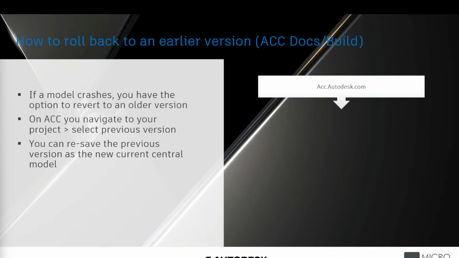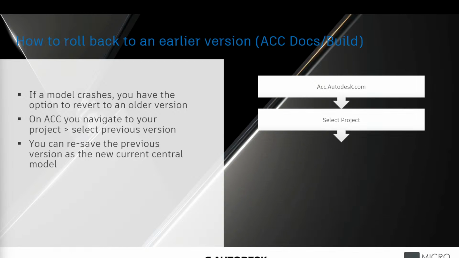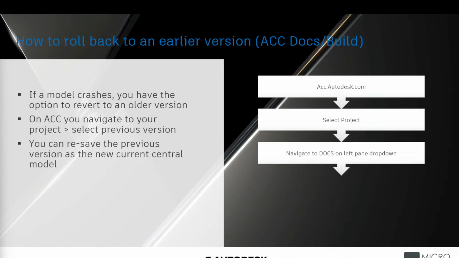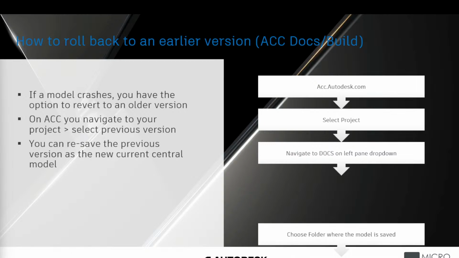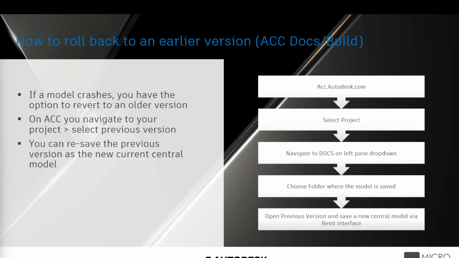So first step, log on to ACC, autodesk.com. Then you select the project where your files are stored, all the versions. You navigate to Docs on the left pane, drop down, as seen previously on the video. Choose the folder where the model is saved. Open a previous version, and you can save it as a new central model via the Revit interface.